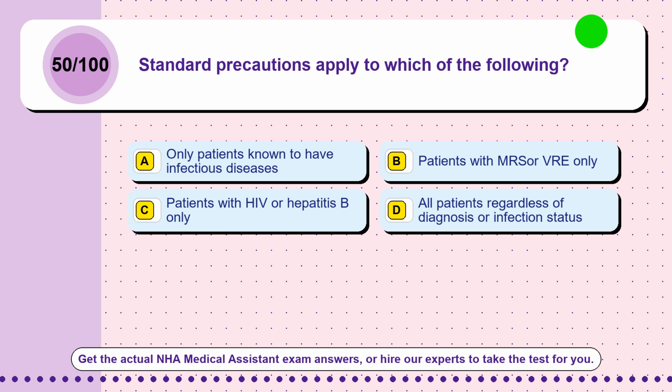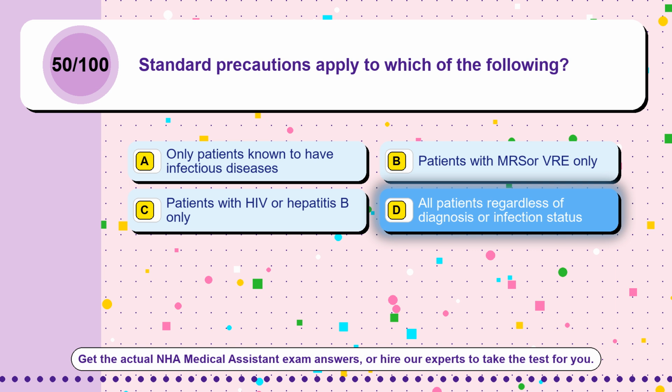Question 50. If a patient is receiving an intravenous IV infusion in the right arm, where should the phlebotomist attempt to draw blood? Option A, directly from the IV line itself. Option B, from the left arm. Option C, above the IV site on the right arm. Option D, from the hand on the right arm. The correct answer is option D.